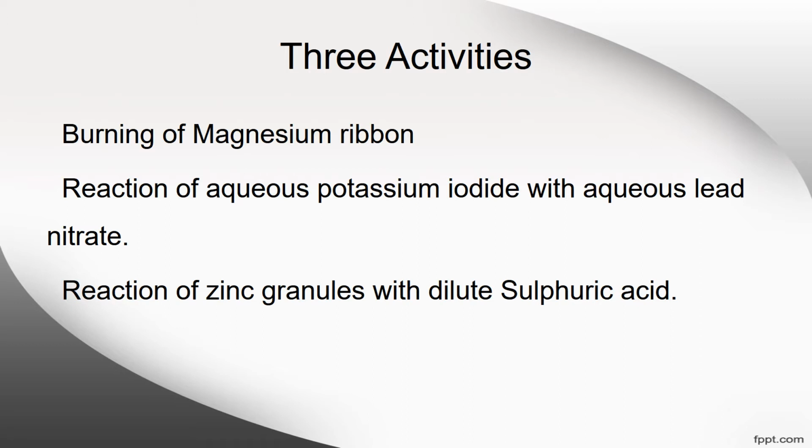Having seen all these chemical reactions, let's now see the three activities given in your textbook regarding chemical reactions. Number 1, burning of magnesium ribbon. Number 2, reaction of aqueous potassium iodide with aqueous lead nitrate. Number 3, reaction of zinc granules with dilute sulfuric acid.